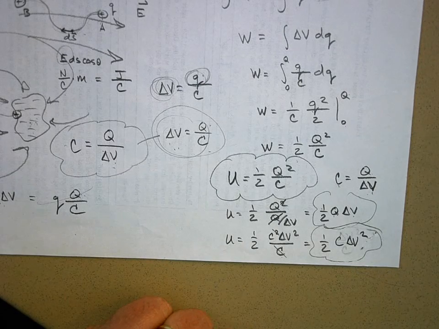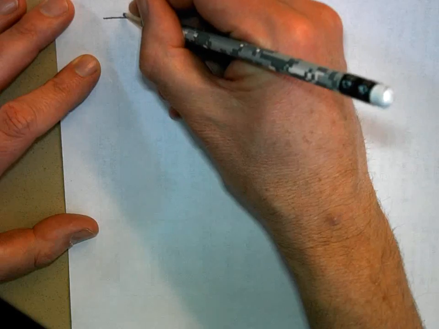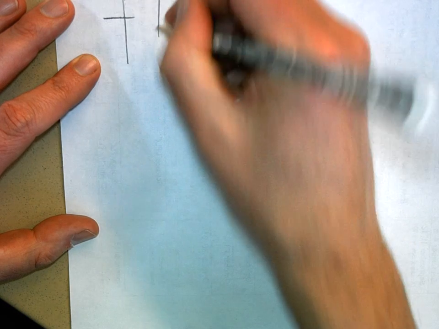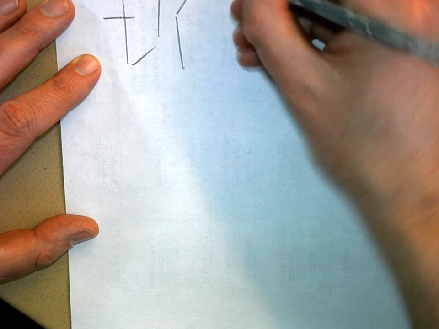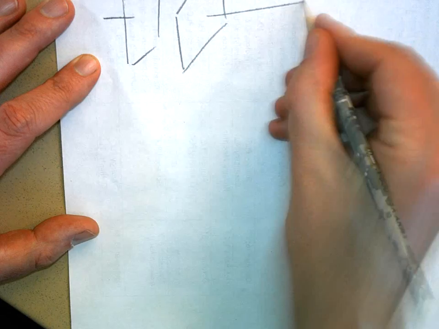I'm running out of time. I want to talk about the energy density. Now we can apply this to a parallel plate capacitor. Let's take a look at a parallel plate capacitor. So here's a wire leading up to it. There's a parallel plate. There's a parallel plate.